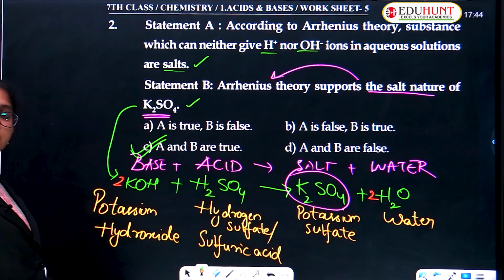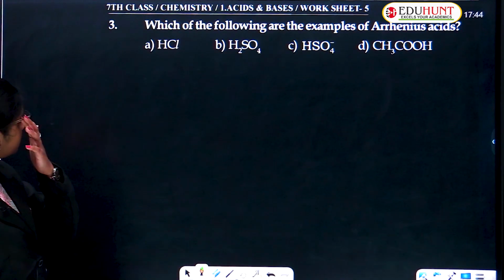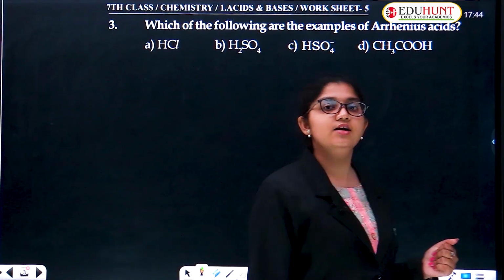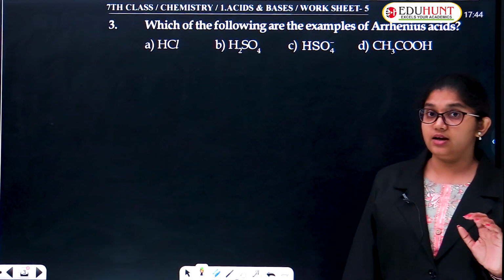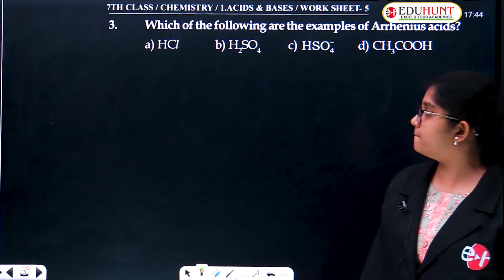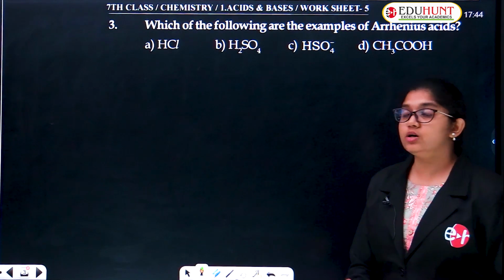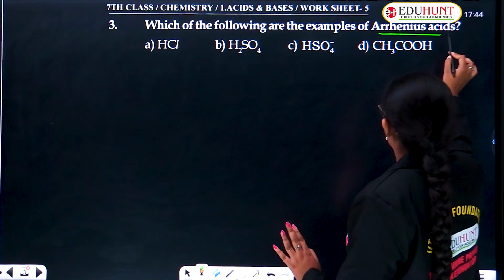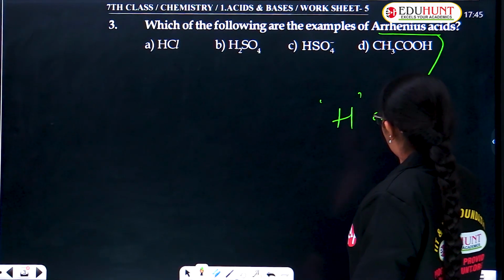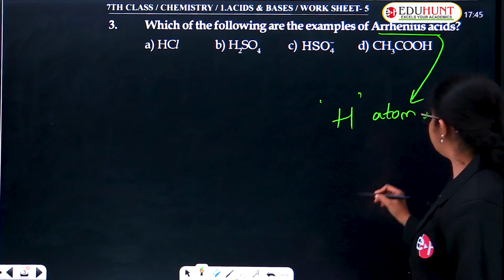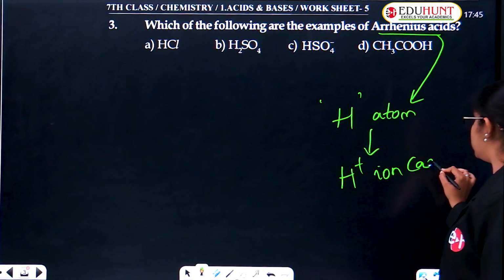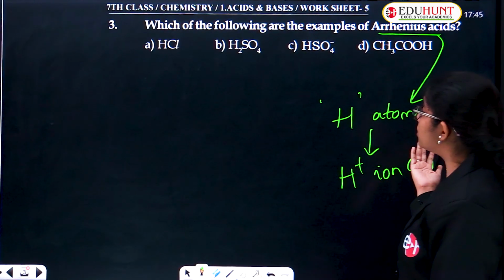Moving to the next bit. Should I? Yes. Question number 3. Which of the following are the examples of Arrhenius acids? According to Arrhenius, what is the acid definition? That only you have to tell me, not modifications. According to Arrhenius, acids should have a hydrogen atom in the molecular formula, and it should liberate H plus ion in the aqueous solution. Yes or no? See the options.